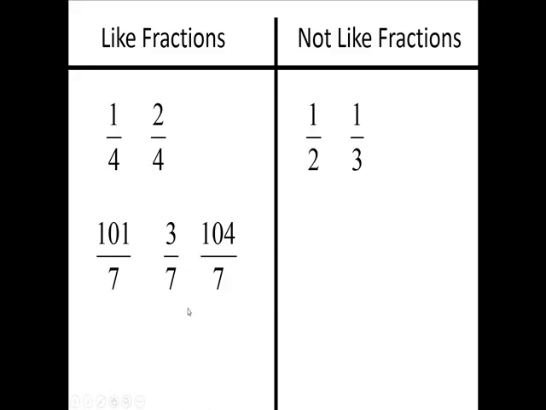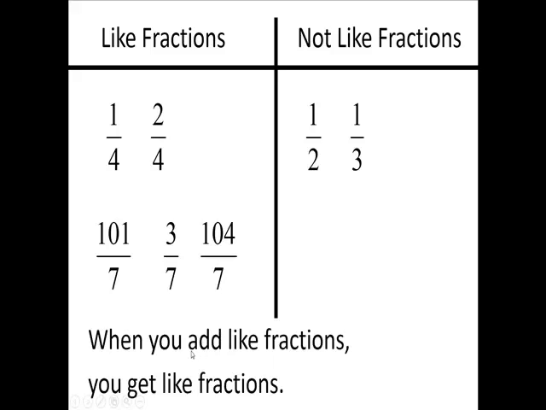For instance, 101 over 7 and 3 over 7, they are like, aren't they? And when you add them, you get another like fraction. Now, how did I add them? I added 101 plus 3 makes what? 104. So these two are like.